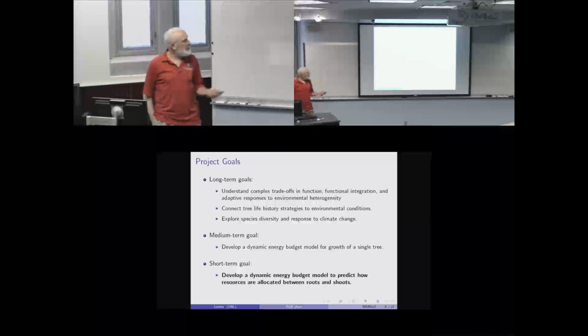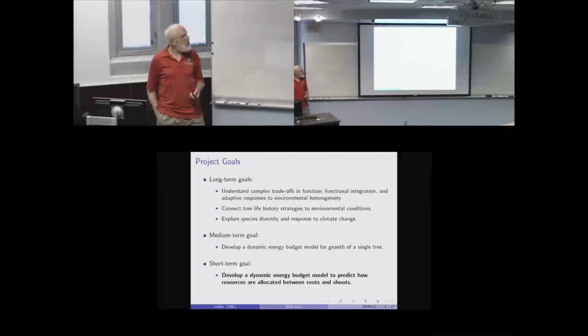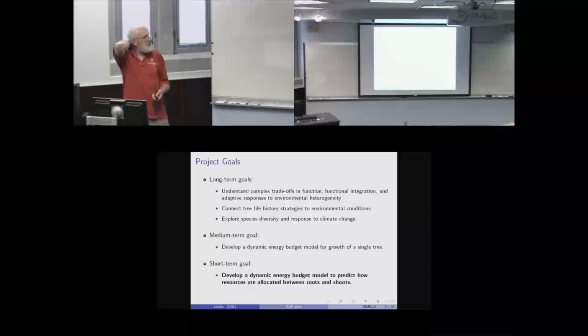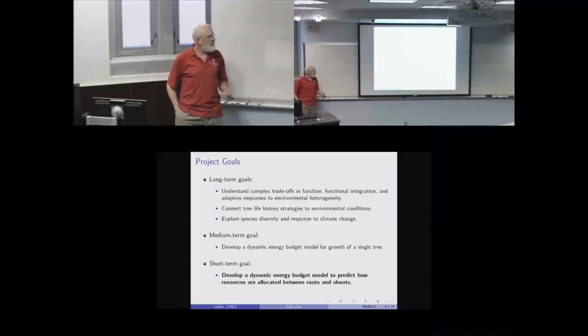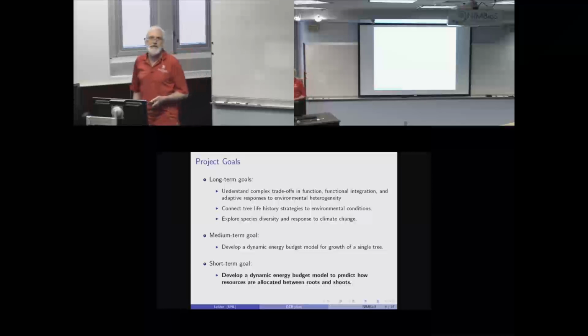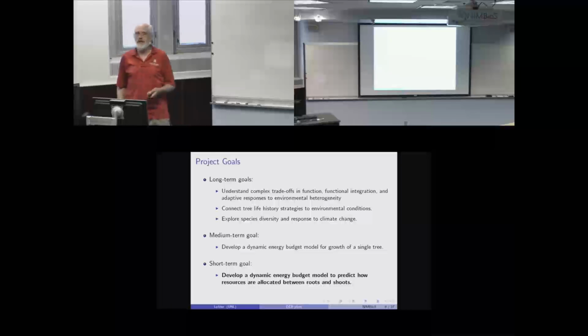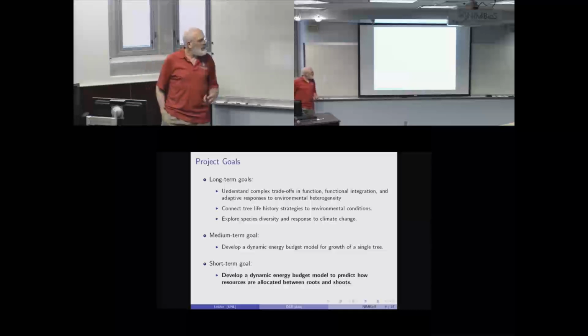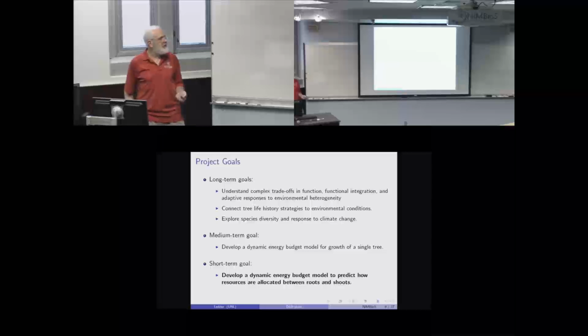Okay, so back to the project goals. That's an overview of our medium-term goal, the goal of the NIMBioS working group. The short-term goal that I'm talking about today is developing a dynamic energy budget model that merely predicts how resources are allocated between roots and shoots. We're going to ignore transport capacity. We're just going to assume that some fixed proportion of roots and some fixed proportion of shoots are transport, and we'll just not worry about it. But we want to find a simple way of deciding how resources are allocated between roots and shoots.